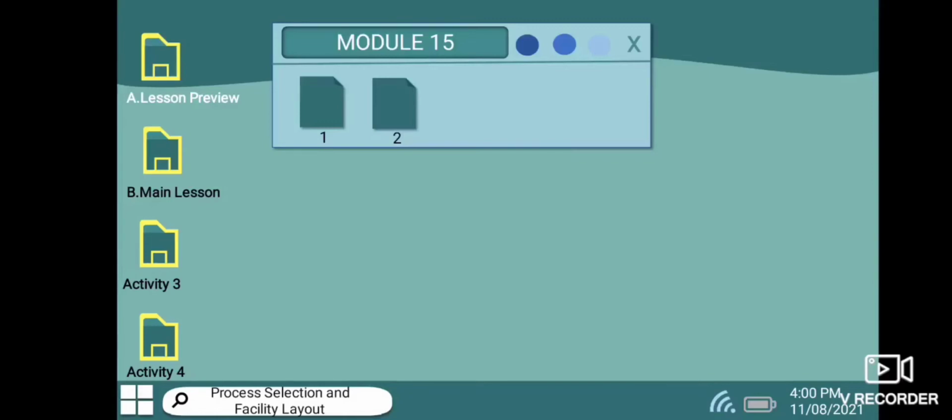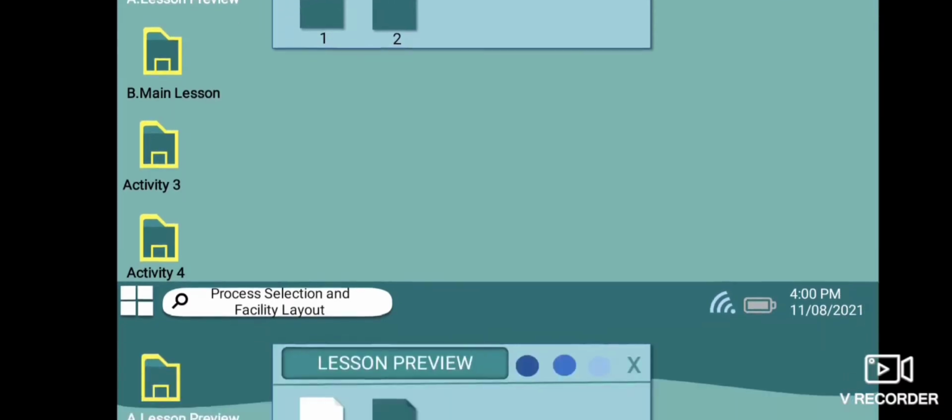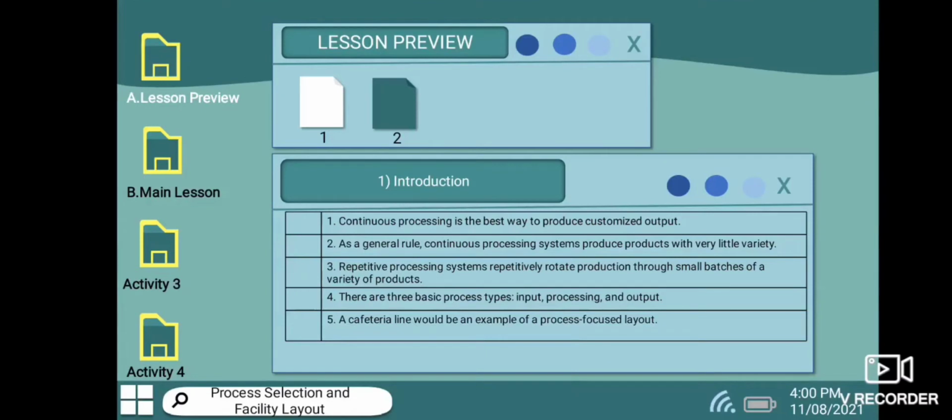Hello everyone! So the topic that we are going to discuss for today is all about process selection and facility layout. So parang continuation lang siya ng lesson 14 kasi same title lang naman sila, which is process selection and facility layout also. So let's proceed in our lesson preview. So for our introduction, write yes if the statement is correct and no if otherwise.